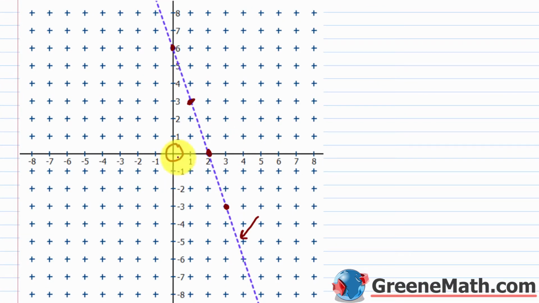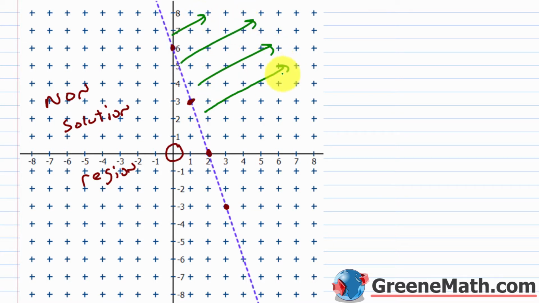So you can think about this area right here that's beneath or below the line as the non-solution region. Everything on this side of the line does not work as a solution to the inequality. Anything on the other side of the line, or above the line, works as a solution. So I would shade everything this way. This is my solution region.